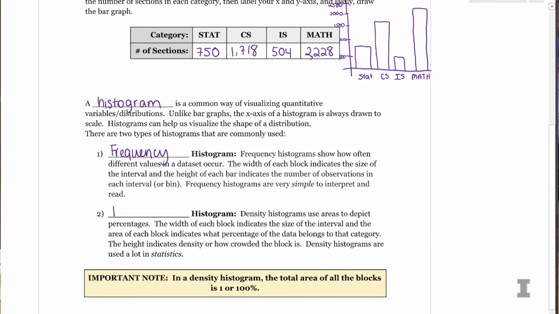The other type of histogram is a density histogram, which I use a lot in statistics because with density histograms, we can look at percentages. Basically, the area of each block tells you what percentage of observations fall in that interval. So both the width and the height of the block can be used to determine percentages. One important note is that in a density histogram, the total area of the blocks is always 100% or 1. It depends on what you want for which histogram is more appropriate, but as a data scientist, you get to make that decision.